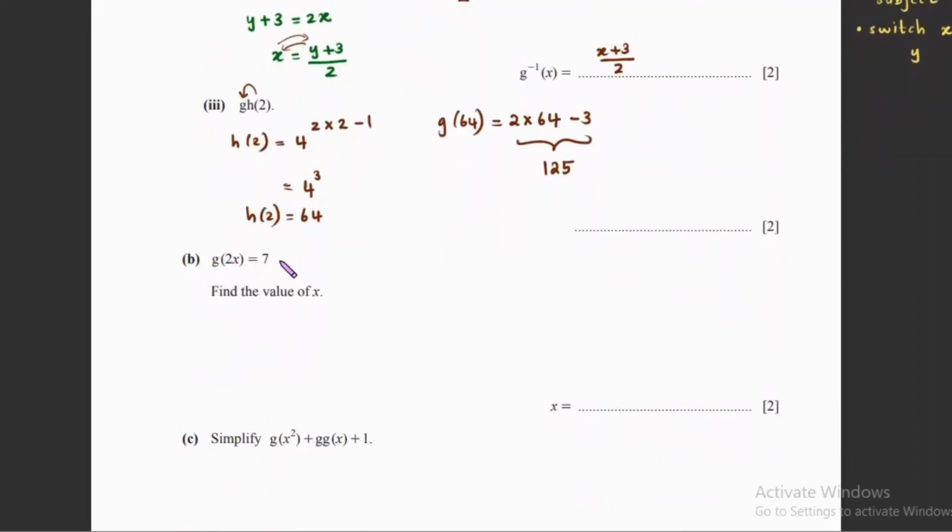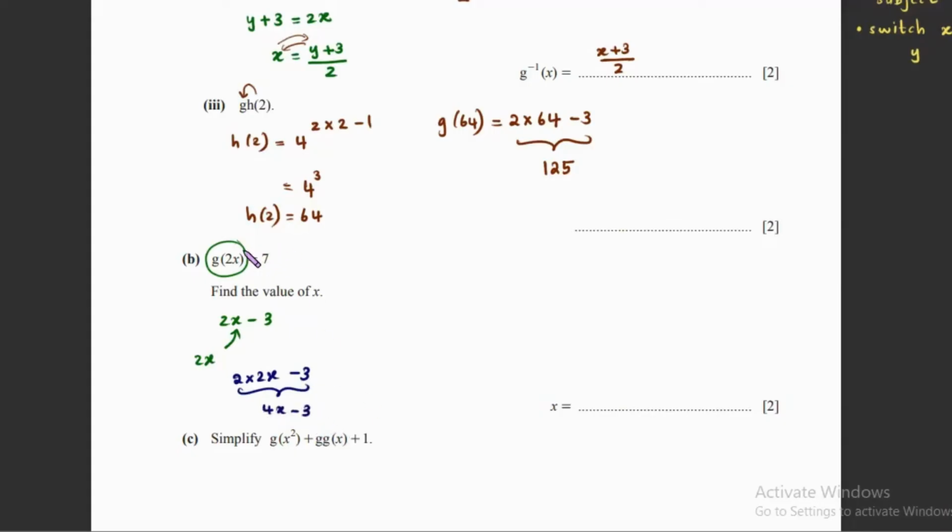Let's move on to the next question, which is g of 2x is equal to 7. Here, first I'm going to find what this g of 2x is equal to. This means 2x is the input for the g of x function. So the g of x function is 2x minus 3. Here this x has to be substituted with this 2x, which means it will be 2 times 2x minus 3, which is equal to 4x minus 3.